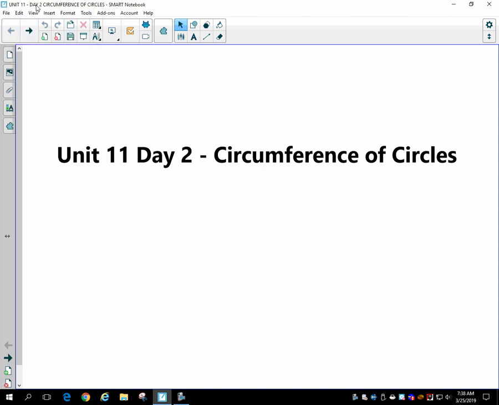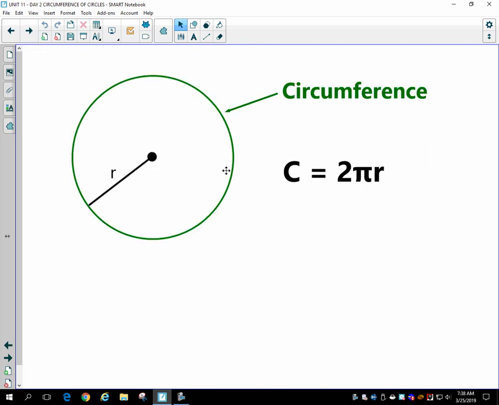Today we're going to continue talking about circles, this time the circumference of circles. And the discussion is going to be kind of similar to area, even though we're using a different formula. When we talked about area, area was all the space inside of the circle, and the circumference is the distance around the circle. And we know that a circle has 360 degrees in it.